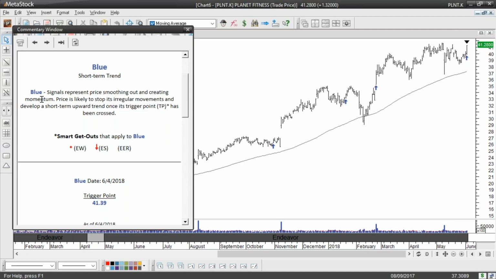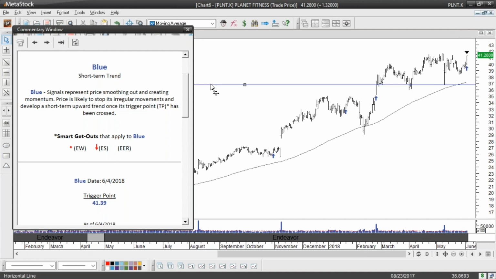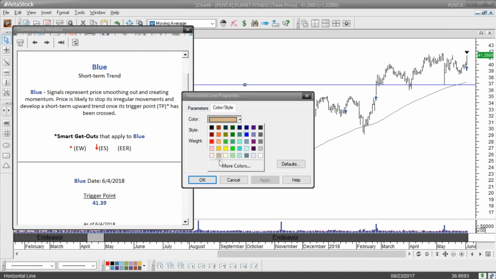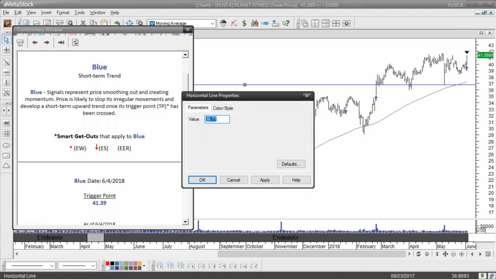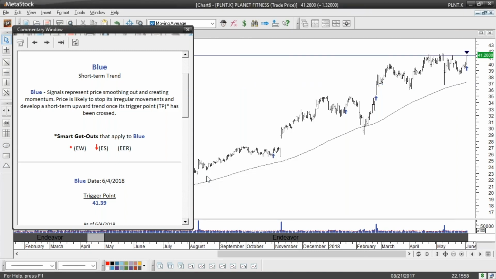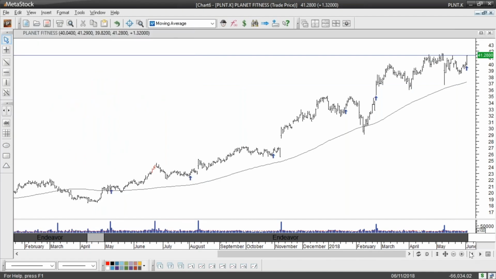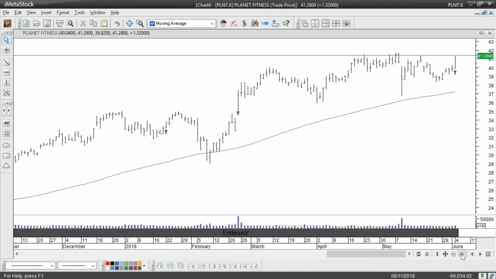Price is likely to stop its irregular movement and develop a short-term upward trend once its trigger point has been crossed. Again, perfect. Now I know what price it has to cross before I can jump in it. 41.39. Let's apply that. I'll make it blue since that's the color we're dealing with. 41.39. Okay. There we go. Now I know how high price has to rise before I can actually take the trade.